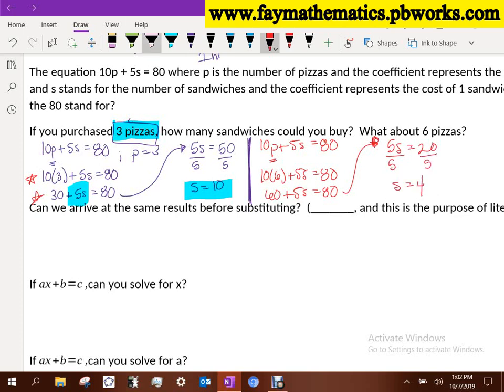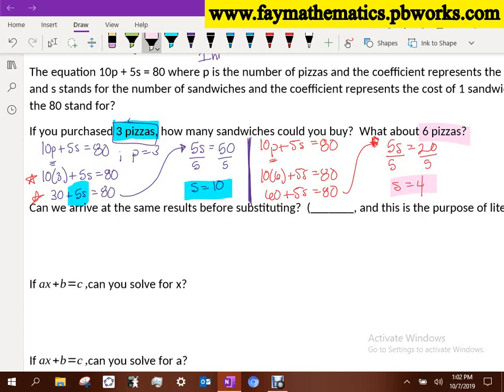Would you guys agree that as we did that, the process was the same? Okay, we substituted p, evaluated that, got 30 or 60. Then we subtracted 30 or 60 from both sides. Then we divided both sides by 5, right? It's the same thing. So if I ask you, well, what if I'm going to do 7 pizzas? Would you do the same kind of substitution and solving for that variable?